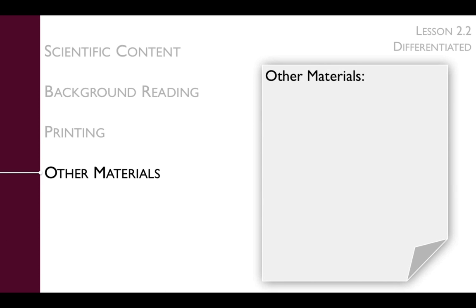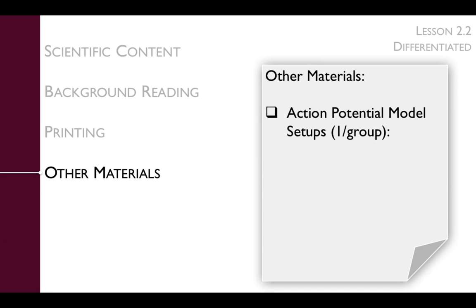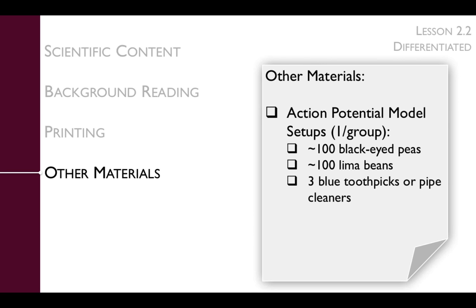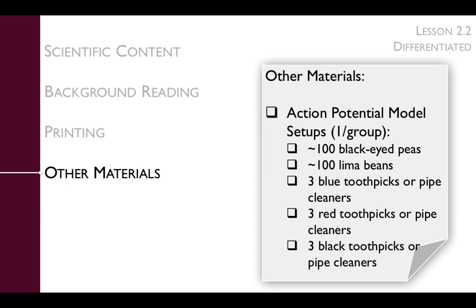And before the lesson begins, you'll need to prepare action potential model setups. You'll need one setup for each group of around 3 to 4 students, and it's easiest if you package each in a Ziploc bag to save time during class. Each action potential model setup includes approximately 100 black-eyed peas, approximately 100 lima beans, 3 blue toothpicks or pipe cleaners, 3 red toothpicks or pipe cleaners, and 3 black toothpicks or pipe cleaners.